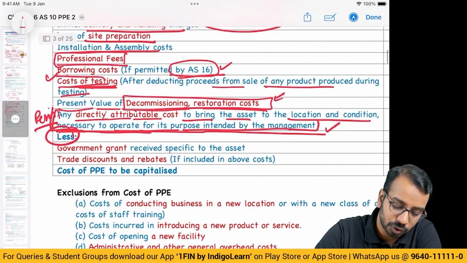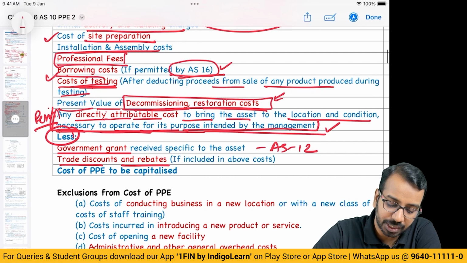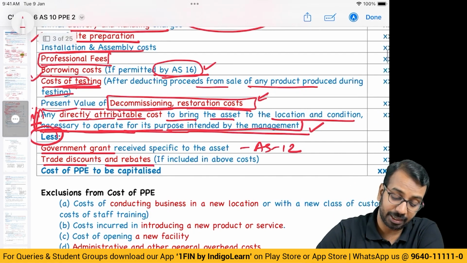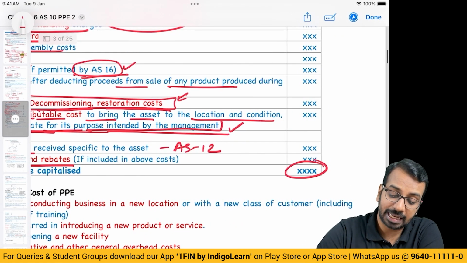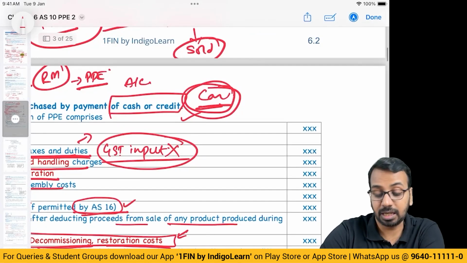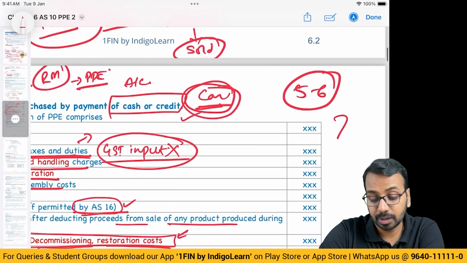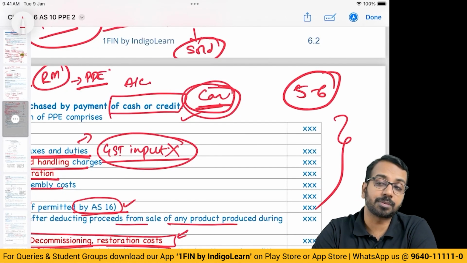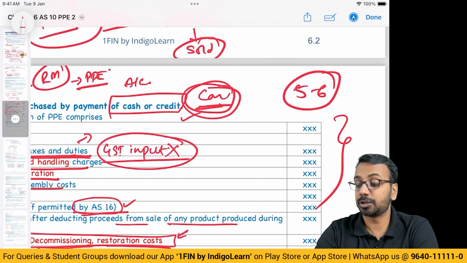You will reduce government grant. This we will understand in accounting standard 12. Trade discounts and rebates, if at all it is granted. So this is the cost of PPE to be capitalized. A lot of times we have seen a 5 to 6 mark question just to test this particular concept has been asked.